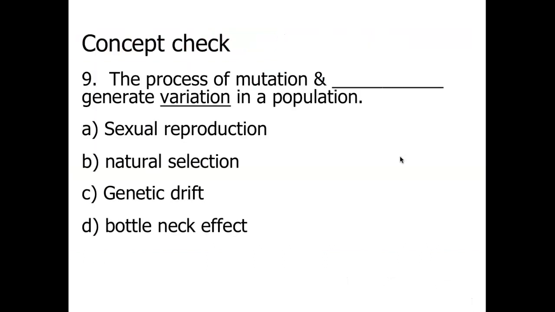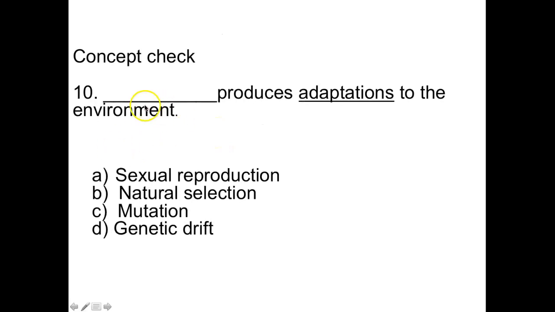Here's a question for you. The process of mutation and what create variation in a population? You can pause it, or I'm going to tell you the answer right now. Mutation and sexual reproduction, letter A. Number 10, you can pause it. What produces adaptations to the environment? This is going to be natural selection.